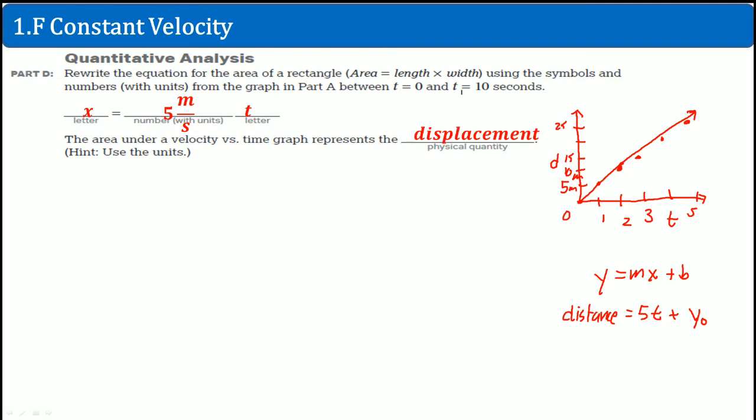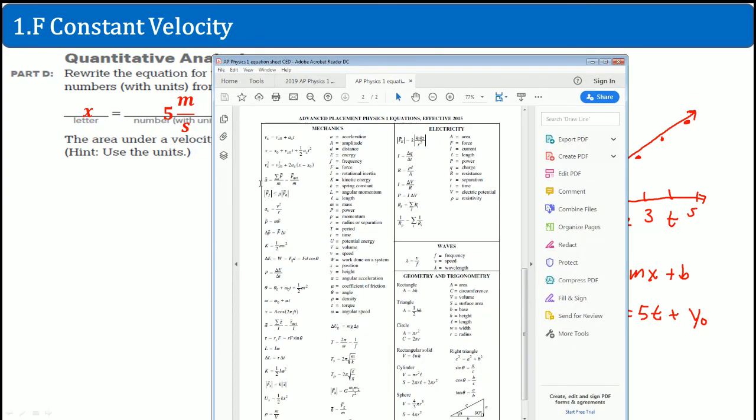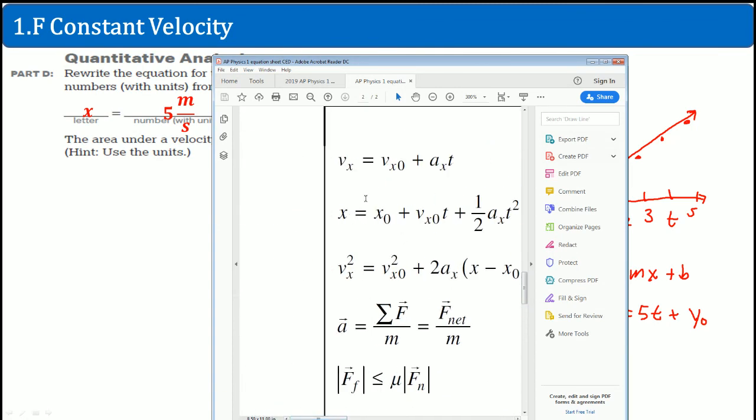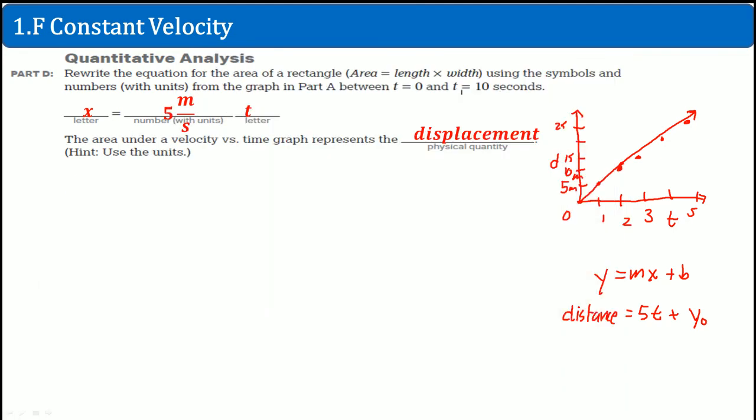The equation that you are going to see on your formula sheet that describes this, because you see how this is a linear line, should look like this one. It looks like that. All right. So this again looks like y equals mx plus b. They just rearranged it. All right. But there you go. So that is all your solutions for 1F.